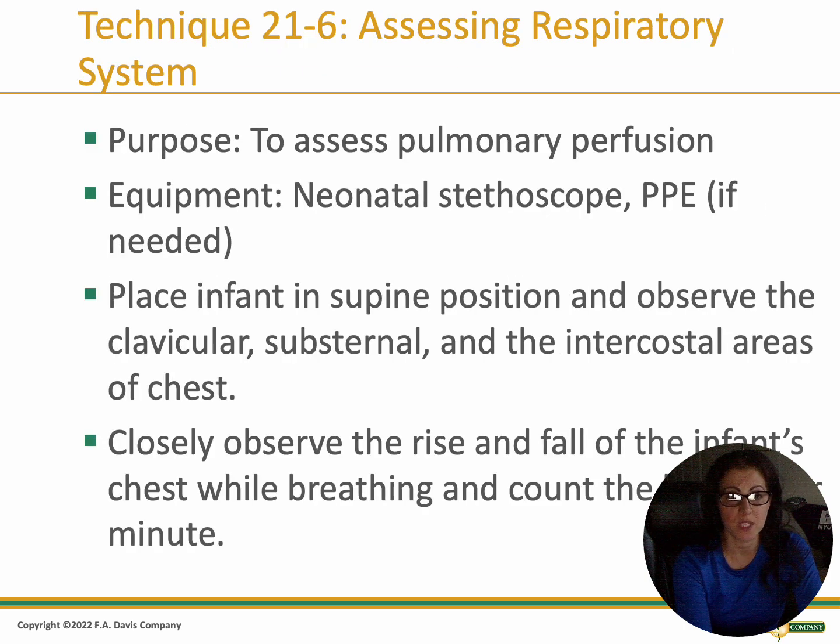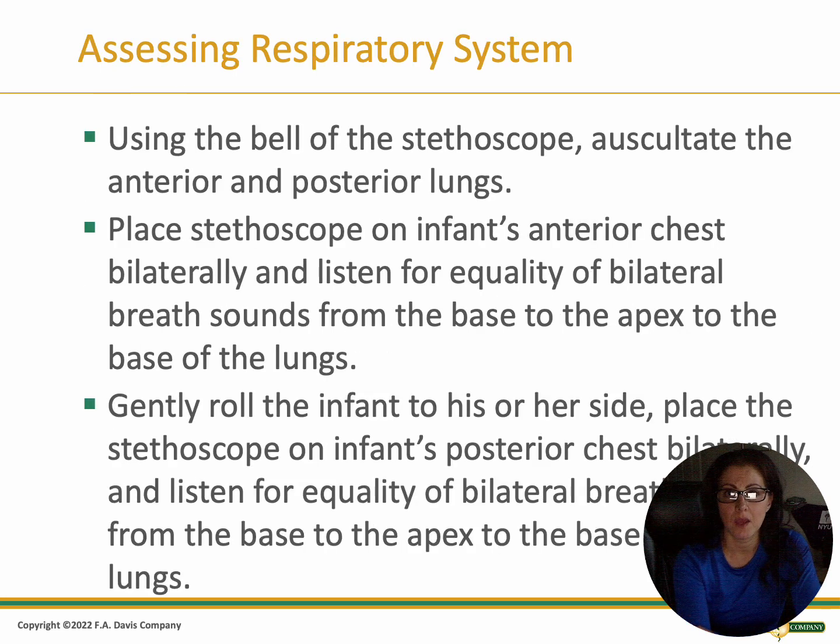We want to assess the respiratory system by using our stethoscope. And we're looking for, again, the rise and fall of their breathing. One full cycle is one rise and fall. And we can use the bell of our stethoscope to auscultate both the anterior as well as the posterior lungs, looking for clear, equal bilateral breath sounds from the base to the apex. And when we're assessing breath sounds, we move them from side to side. We don't have to sit them up.